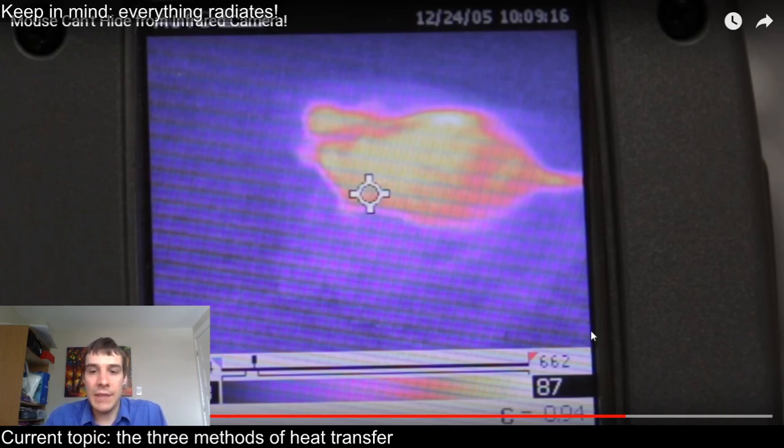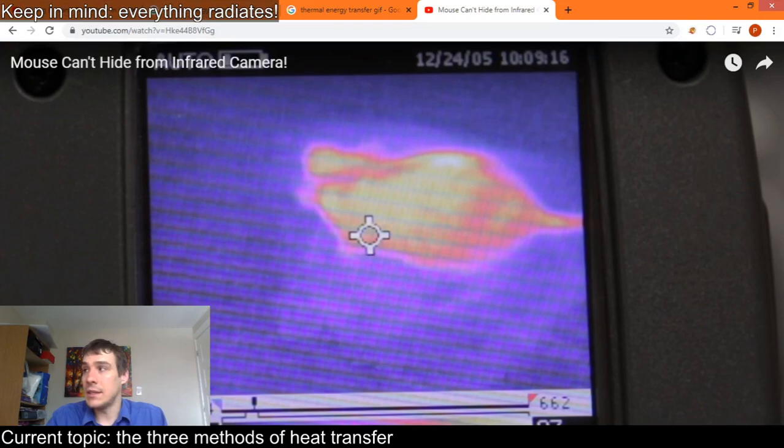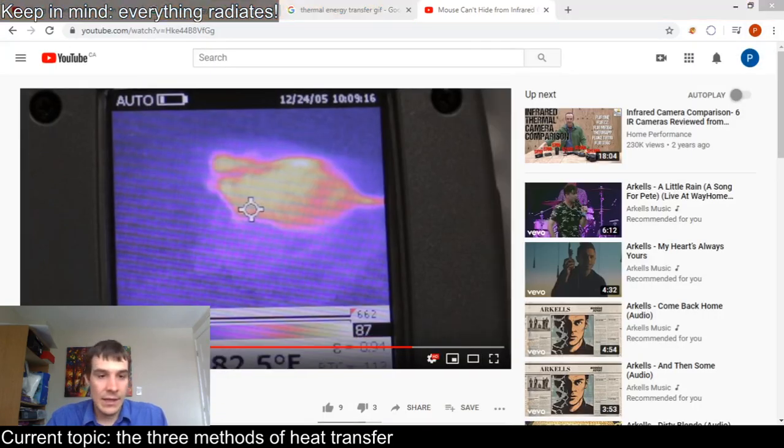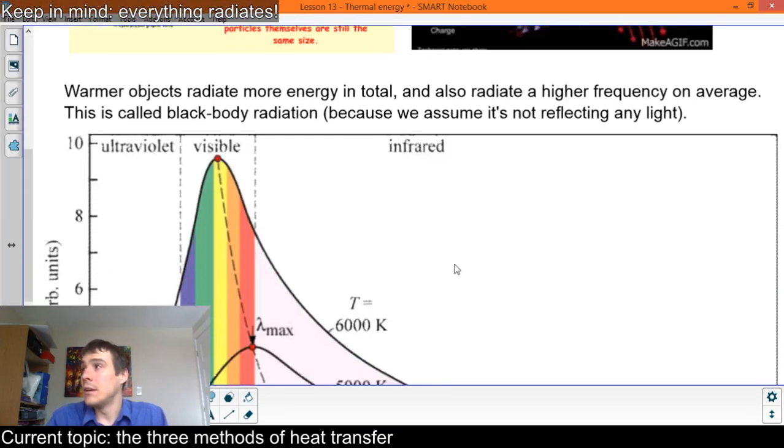So that's radiation. Everything radiates, and it went right through the bag. It's light. A lot of the same things that light can travel through, infrared radiation can travel through. Like a window, infrared radiation will go through a window, it'll go through the air, it'll go through space. So this is actually how the sun gives us its energy. Right?